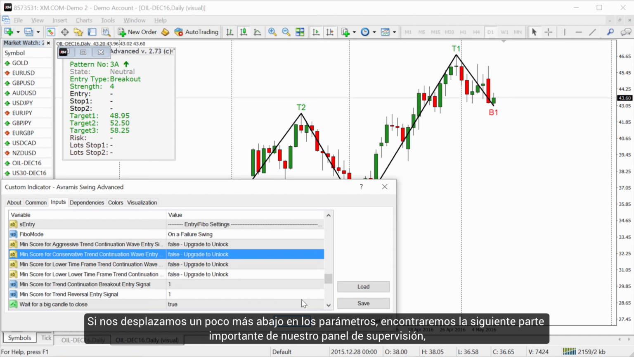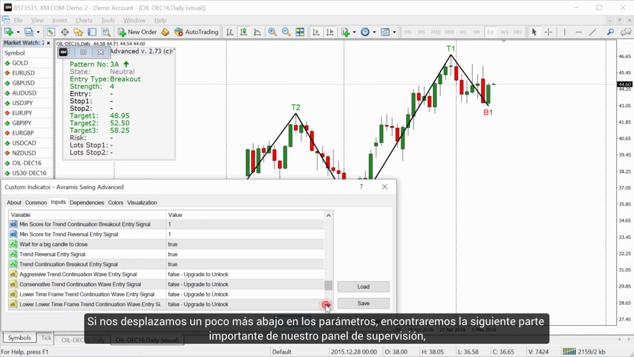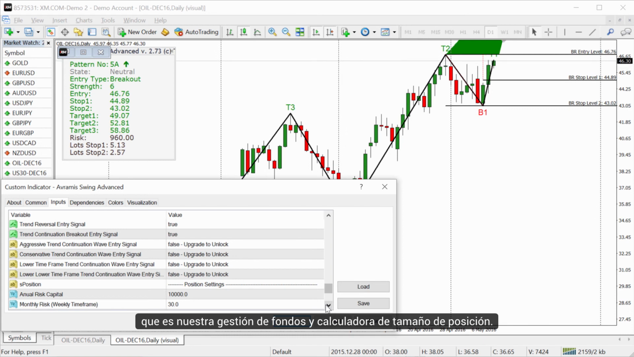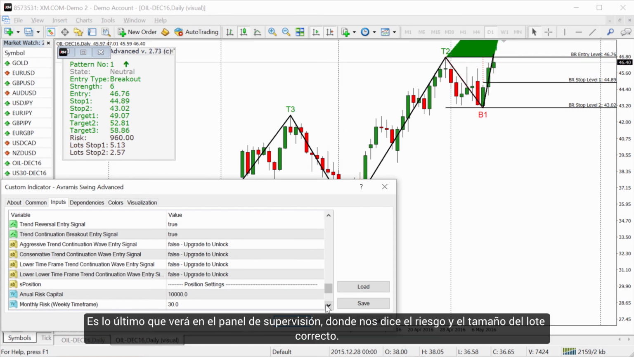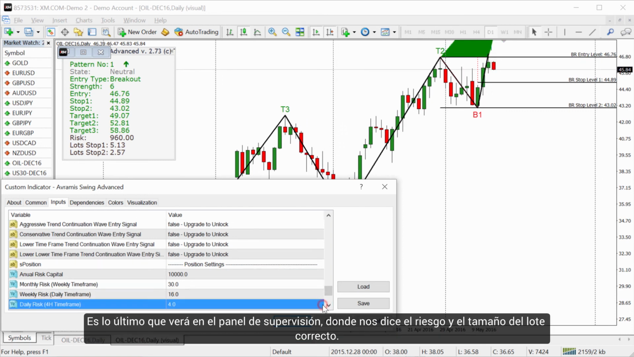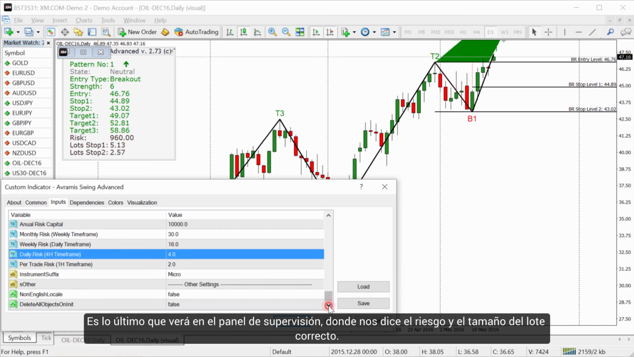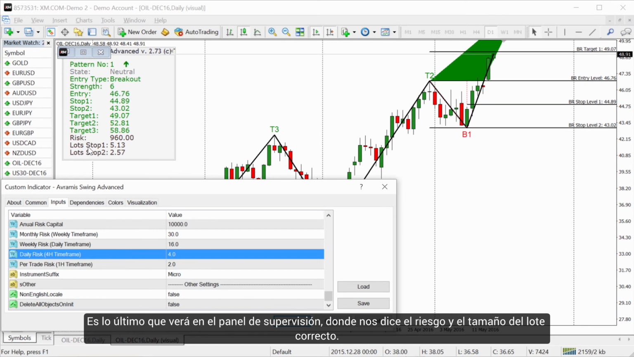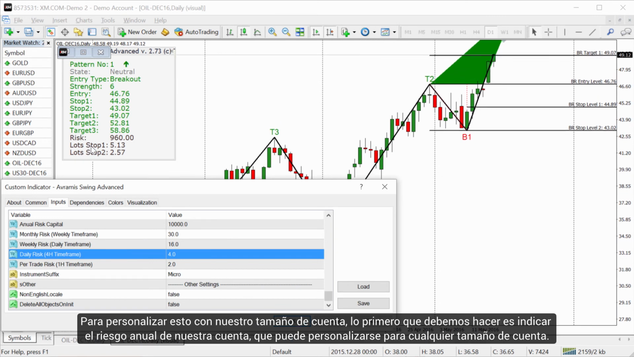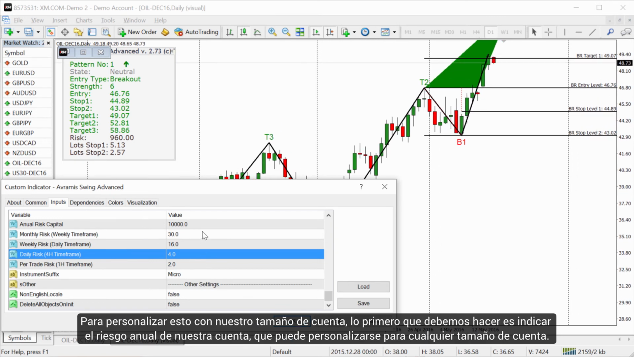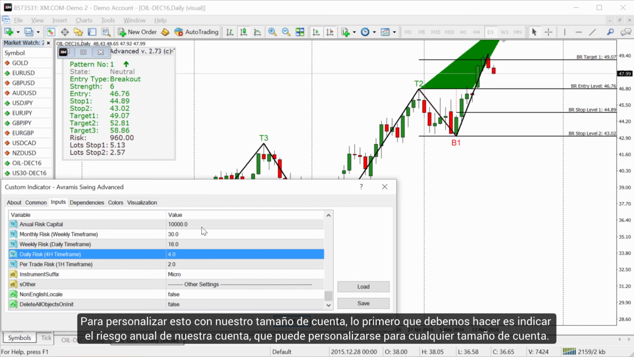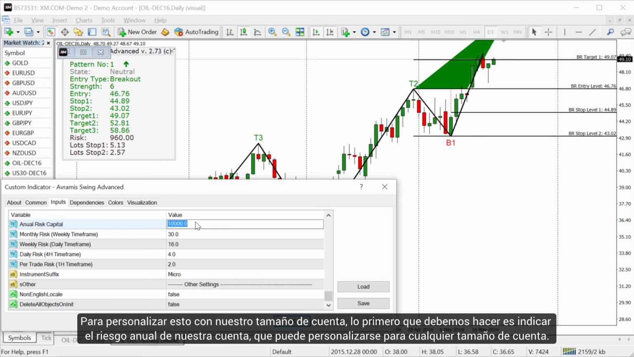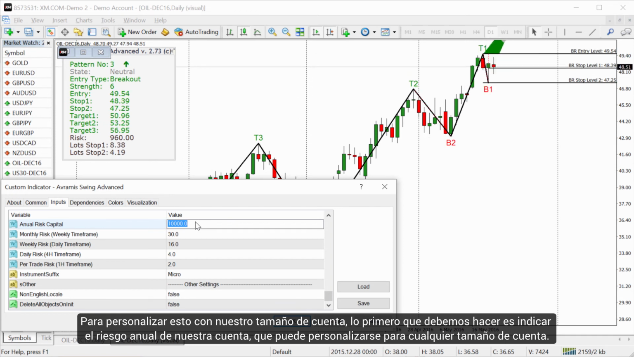Now if we scroll down a little bit lower in the parameters, we will find the next important part of our monitor panel, which is our money management and position size calculator. This is the last thing that you see in the monitor panel here, where it says risk and the correct lot size to be taken. Now, in order to customize this towards our account size, the first thing we should do is outline the annual risk of our account. Now, this can be customized according to any account size.